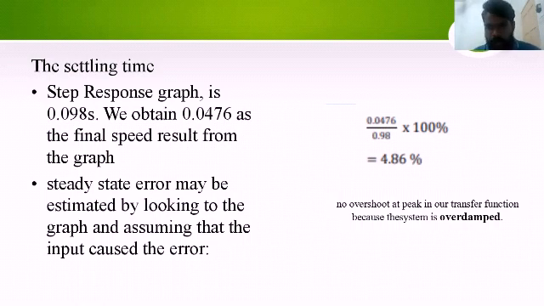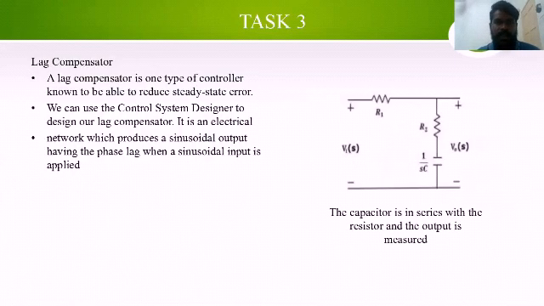This shows the overshoot at the peak in our transfer function, because the system is proven to be overdamped. Okay, moving on to task number 3, which is the lag compensator. A lag compensator is a type of controller known to be able to reduce the steady state error. We can use the Control System Designer to design our lag compensator.